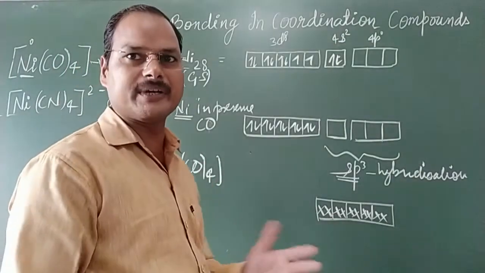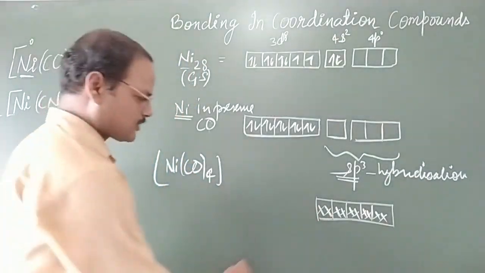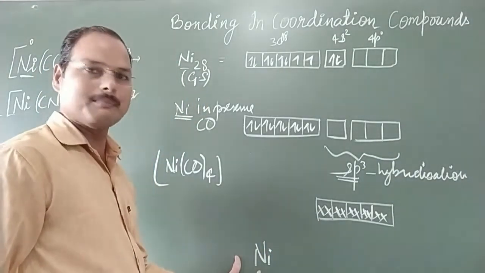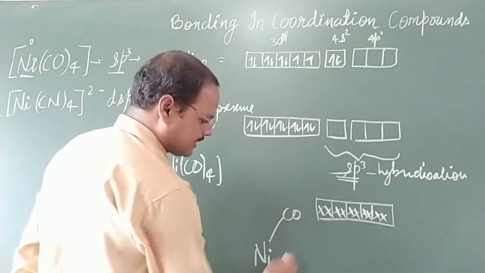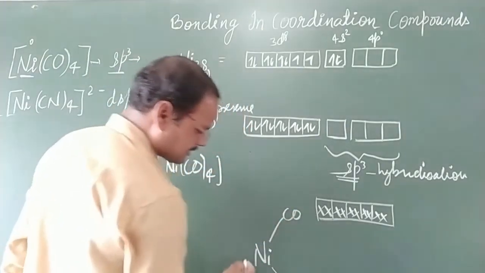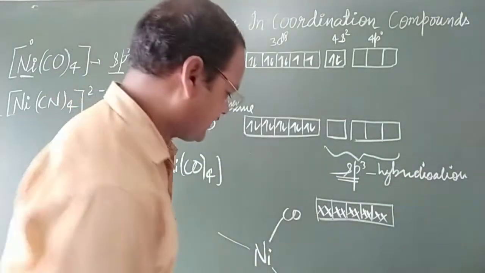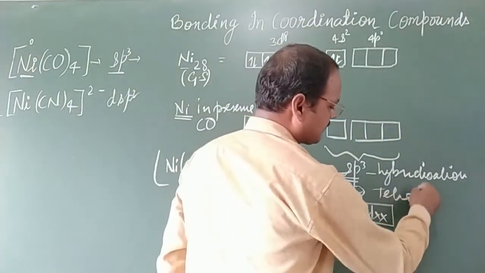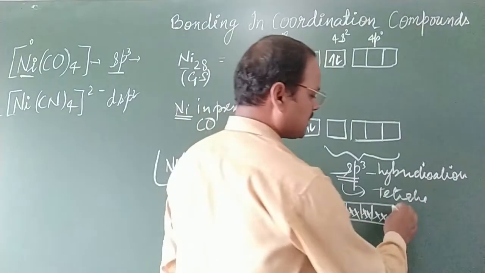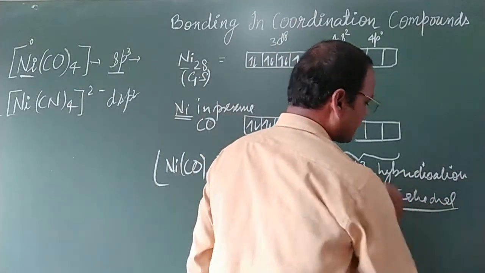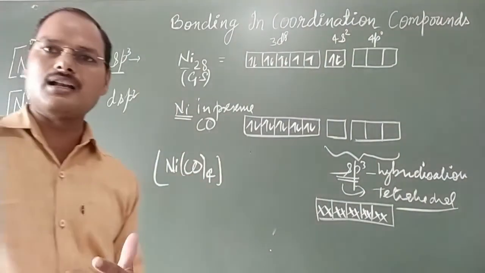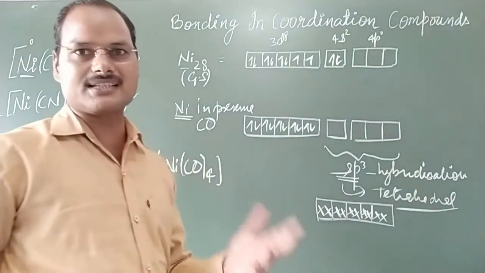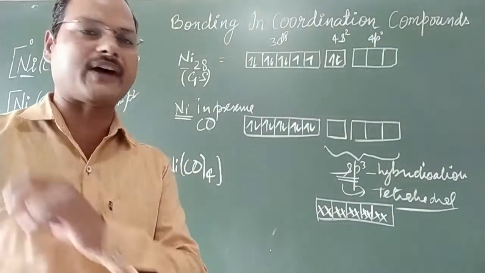Now, the geometry or arrangement of this compound can be shown with the help of this structure. Nickel is the central metal, and there are 4 carbonyls, which are neutral ligands, and the arrangement will be here. As we know that sp3 hybridization is tetrahedral, the geometry for the sp3 hybridization will be tetrahedral. Tetrahedral means each angle is of 109.5 degrees. 4 angles are there, each with 109.5 degrees.